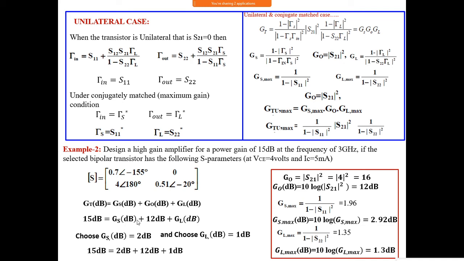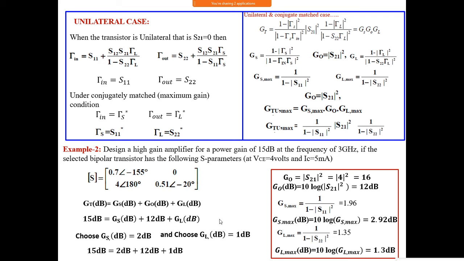If you take 2.92, what is the gain? With GL of 1.3, that is 2.92 plus 1.3, which is 4.2 plus 12, more than 16 dB. They do not want a 16 dB gain, they want only 15 dB. So you cannot take GS as 2.9, just take 2 dB, which is lesser than the maximum. 2 dB, 1 dB, 12 dB, so totally 15 dB gain. So the maximum GS you can take is 2 dB. I am taking GS as 2 dB and GL as 1 dB. That's all. That is the selection of GS and GL.